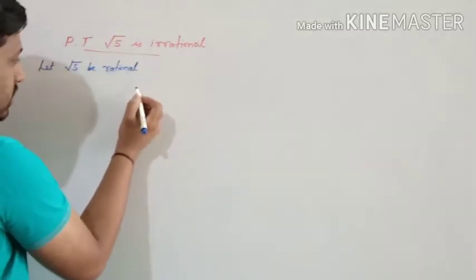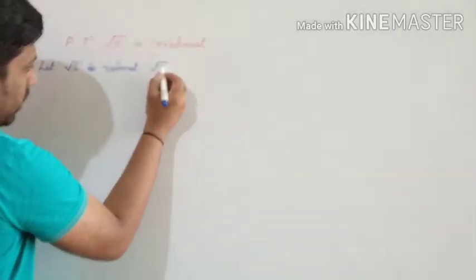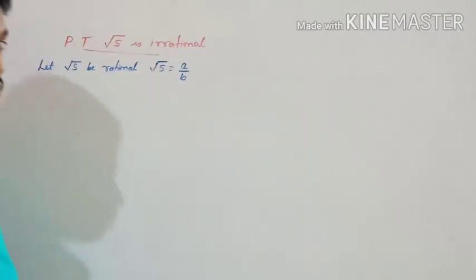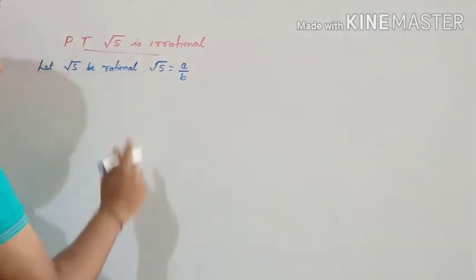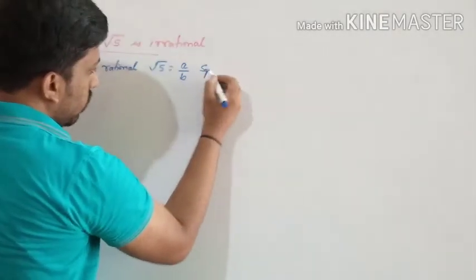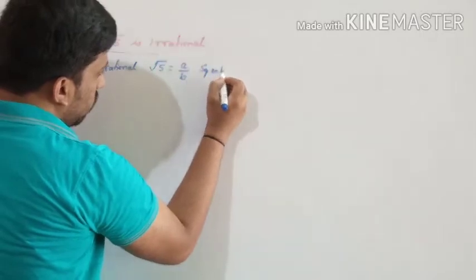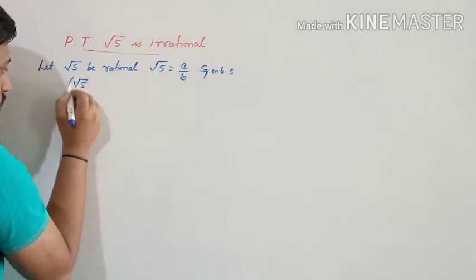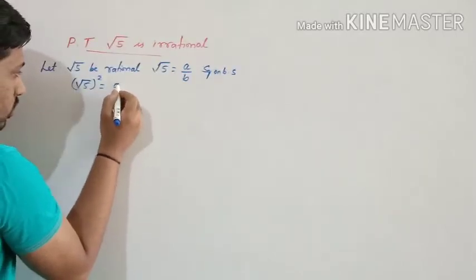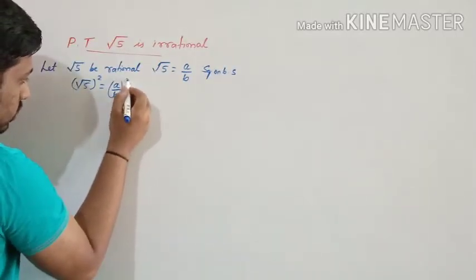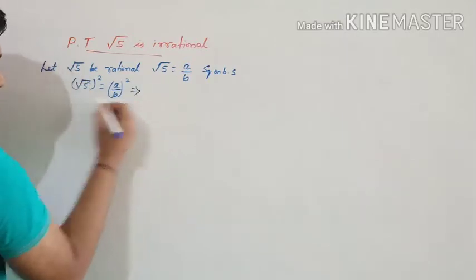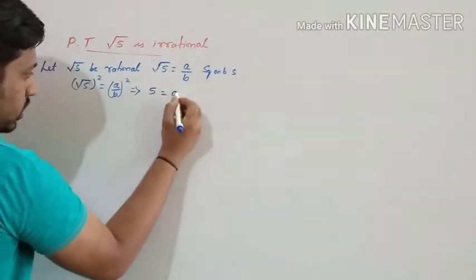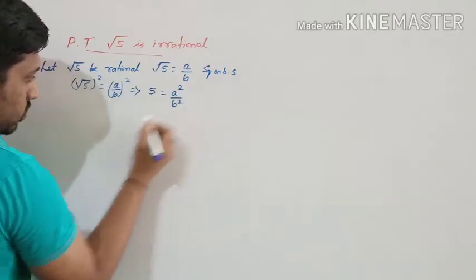So here, let me consider a by b. So root 5 is equal to a by b. Now what we are going to do is square on both sides. So I will be getting root 5 whole square equal to (a by b) whole square. That implies root 5 square is nothing but 5, which is equal to a square by b square.